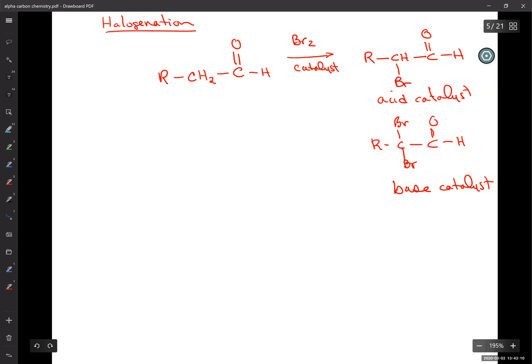So when you have a base catalyst, that's the product that you get. What ends up happening under basic conditions is that both hydrogens, generally speaking, get replaced. If they didn't use the catalyst? Then it's just really slow, and it'll probably be the acid product. All right, so we'll do the base catalyst mechanism.